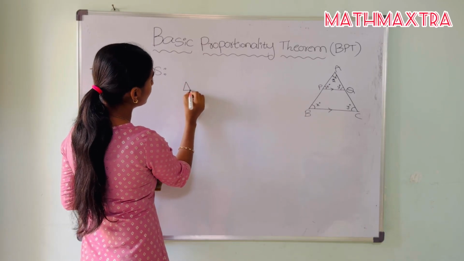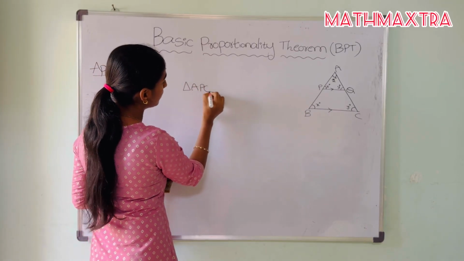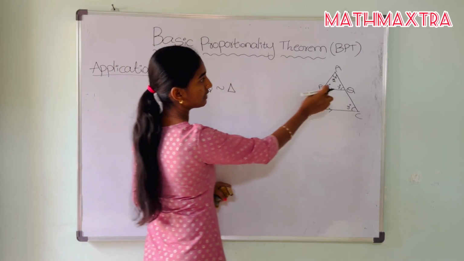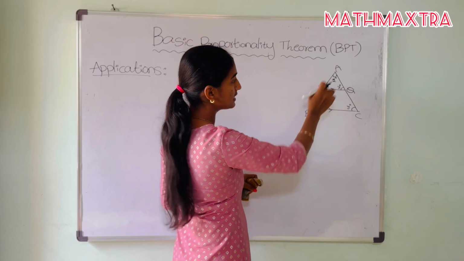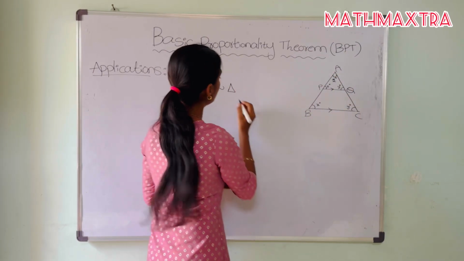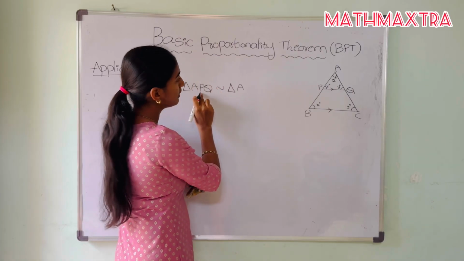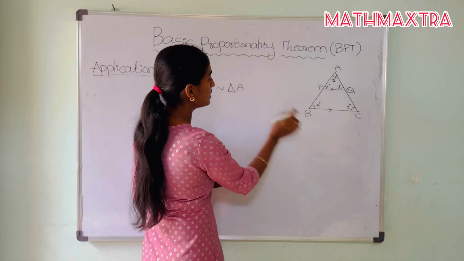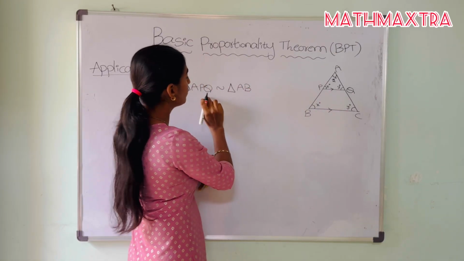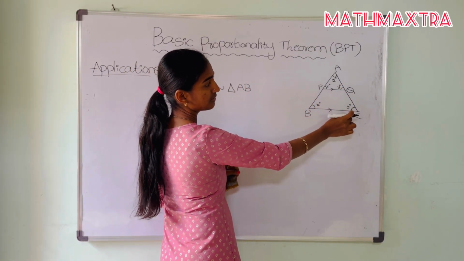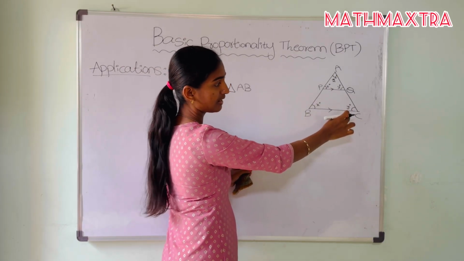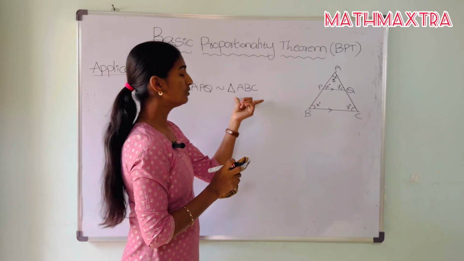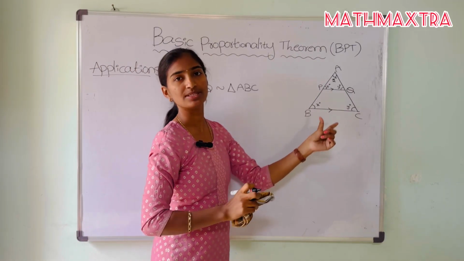The triangle APQ is similar to what? The angle A is equal to z degrees. What is z degrees in triangle ABC? A itself, right? So A and P. So P is x degrees. What is x degrees in triangle ABC? Which is nothing but B. And y degrees at Q is y degrees in triangle ABC, which represents angle C. So triangle APQ is similar to triangle ABC.